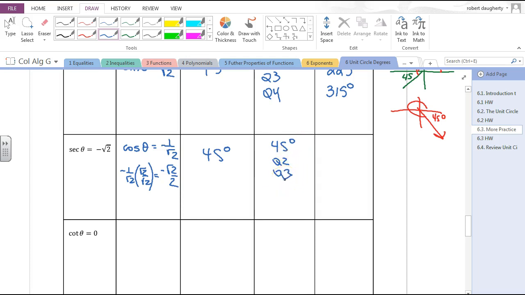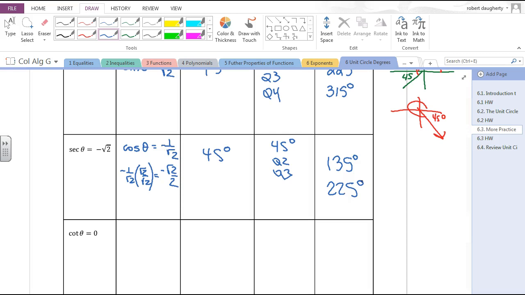So what are those two angles? Lance. What are the angles? 135, that's quadrant 2. 225, yeah. So 135 and 225. Okay. Okay, guys, you take a look at the next one.